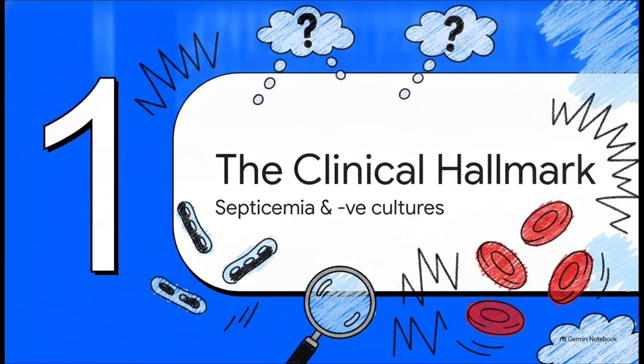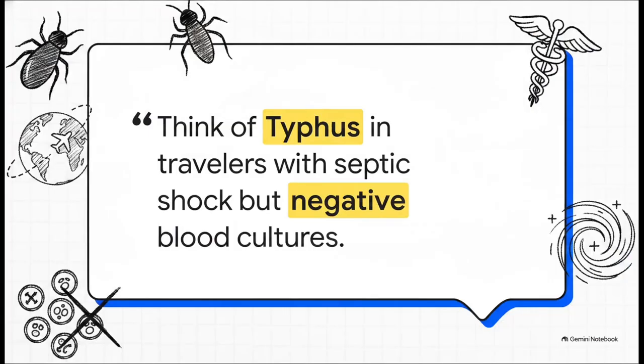Okay, section 1. The clinical hallmark. Let's unpack that patient mystery we just talked about. This is the presentation you must absolutely burn into your brain for your exams and for your future ward rotations. Listen closely. If you have a resident or a traveler from an endemic area presenting with septicemia, septic shock, or DIC, and those blood cultures are inexplicably negative, boom, you need to immediately think of typhus.